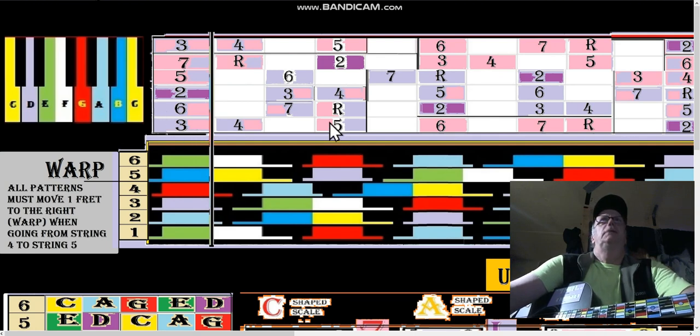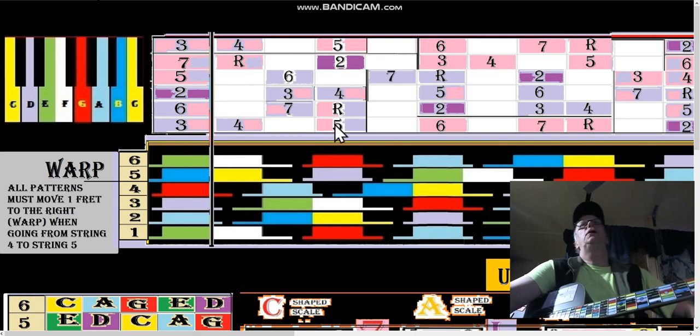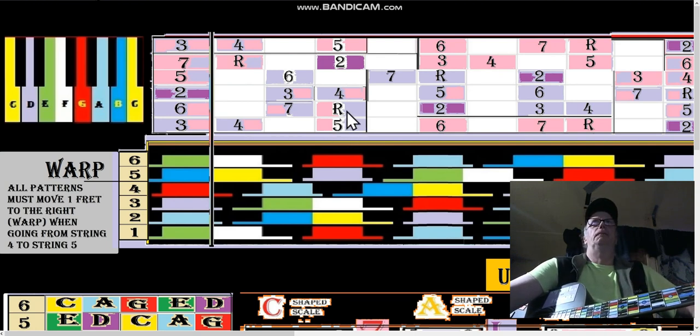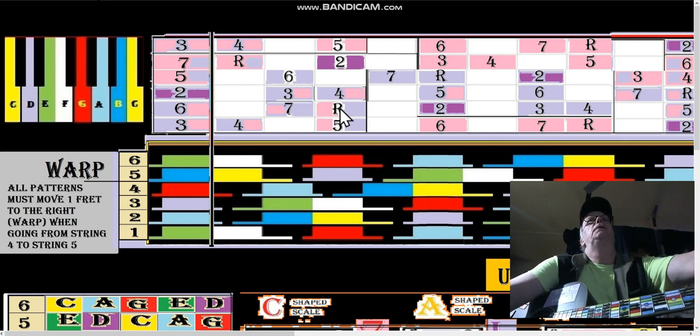So the C chord in CAGED, 5 root 3 would be way down here. That's in the mud. So we're going to play the root position instead of 5 root 3.